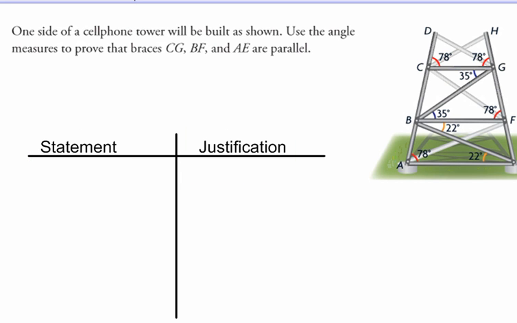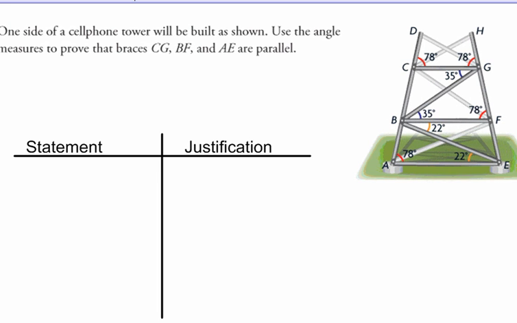Okay, so here we have a cell phone tower, as it was built, as shown. Use the angle measures to prove that the braces CG is parallel to BF and AE. Okay, so that's what we want to prove. So remember, if angles are corresponding, then the lines are parallel, or if there are alternate interior angles, then the lines are parallel.